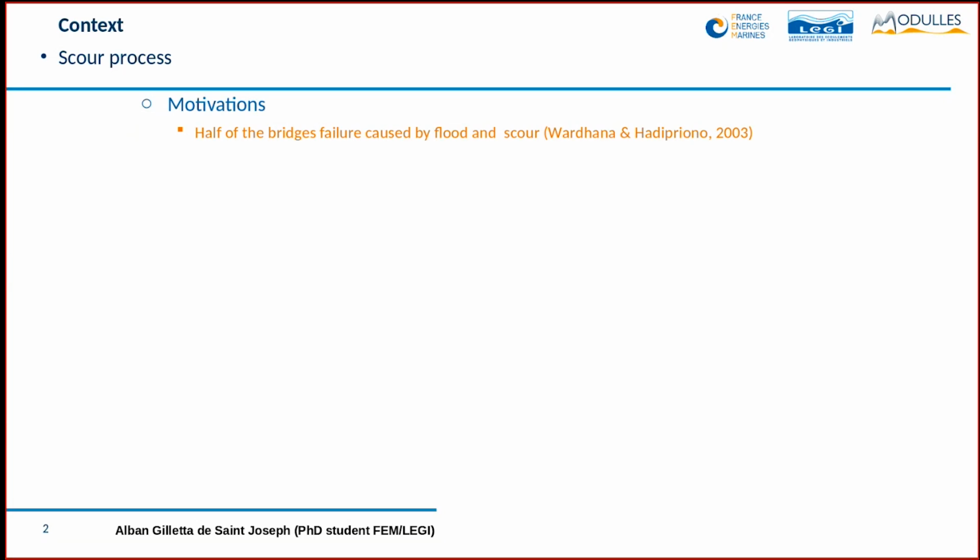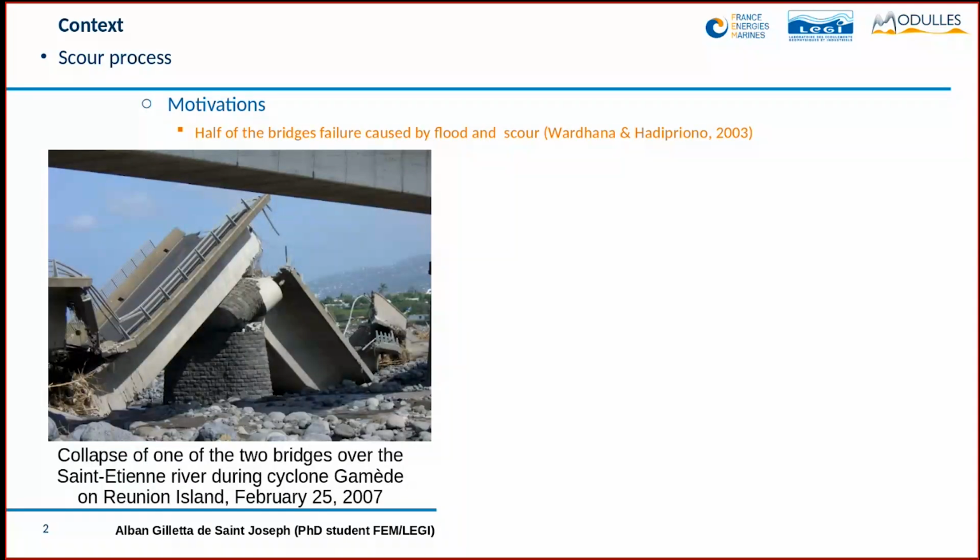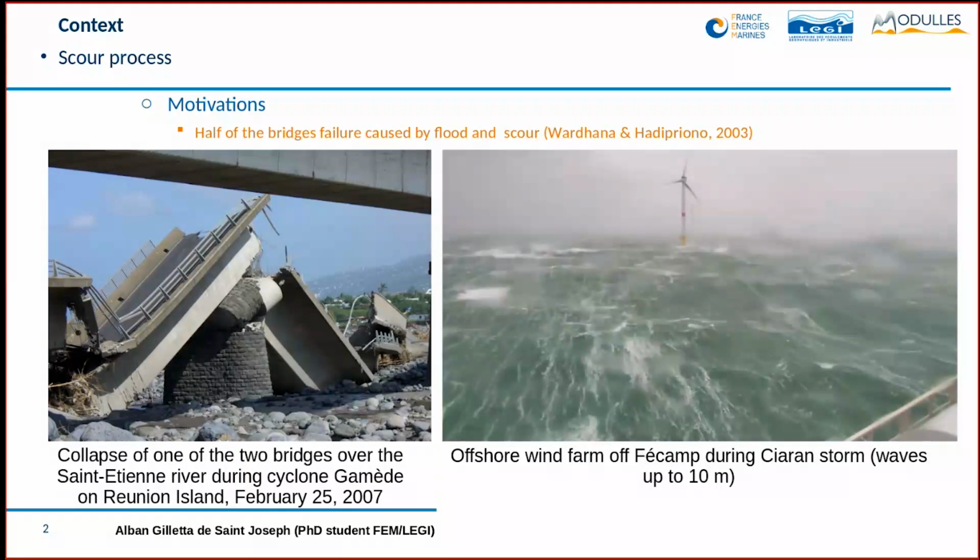First of all, a little word about the context. The motivation of this project is to better understand what the scour process is. According to a study done in the US, almost half of the bridge failures are caused by flood and scour processes. For instance, on this picture you have the collapse of a bridge over the Saint-Étienne River during the cyclone Gamede on Réunion Island in 2007. And you can imagine that when you have an offshore wind farm, for instance the one at Fécamp during the Ciaran storm, where waves were up to 10 meters, a lot of scour processes can happen in these situations.